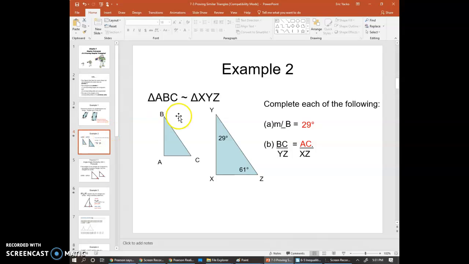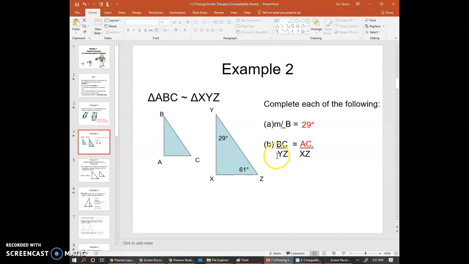All right. Example 2, you have triangle ABC. It's similar to triangle XYZ. What is true? Well, you can tell that angle B is in the same position as angle Y. So angle B is going to be 29 degrees, because in similar figures corresponding angles are equal. Corresponding means they're in the same position and have equal degrees.